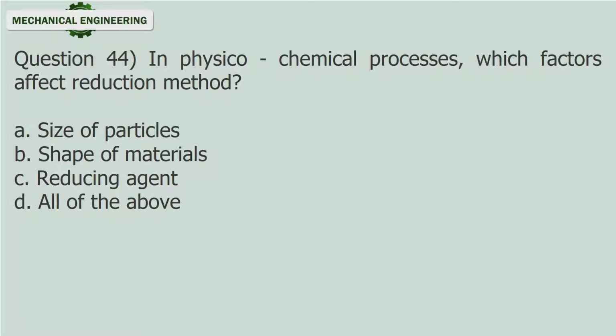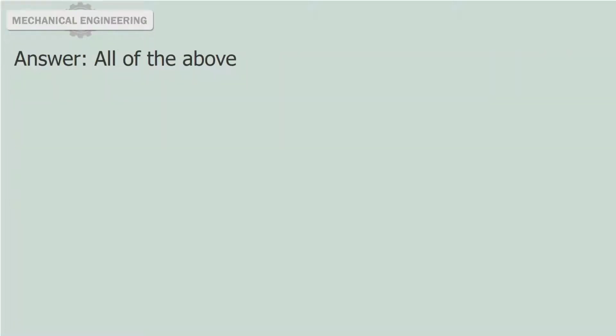Question 44. In physico-chemical processes, which factors affect reduction method? A. Size of particles. B. Shape of materials. C. Reducing agent. D. All of the above. Answer: all of the above.